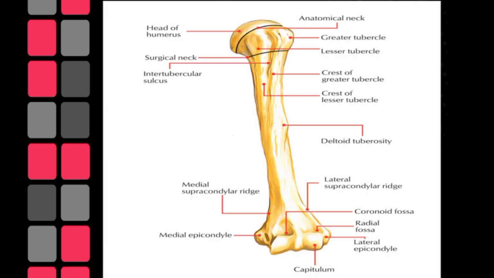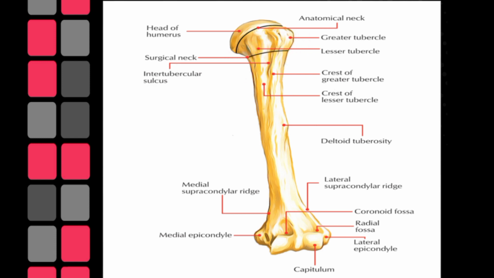Here are the landmarks of the humerus. This is the head of humerus, anatomical neck. This is the greater tubercle. Below the greater tubercle, there is a crest of greater tubercle, and in the same way, there is a lesser tubercle. This is the crest of lesser tubercle. Between both tubercles, there is an intertubercular sulcus, and this is the surgical neck.